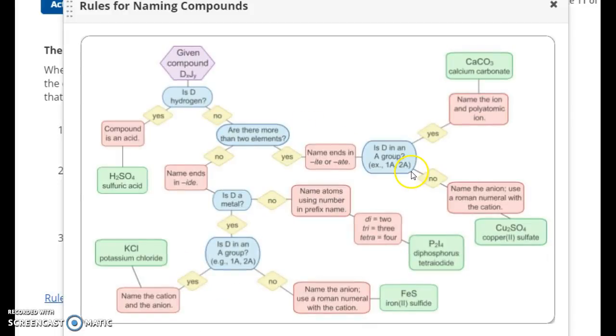All right, so rules for naming. Given the compound DXJY, is dihydrogen? Is it an acid? No. Are there more than 2 elements? Yes. Well, then you have a polyatomic, so you're going to have an ite or an ate. And you can keep going on here.